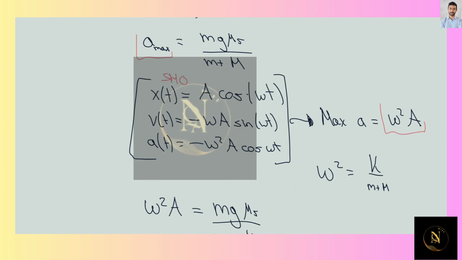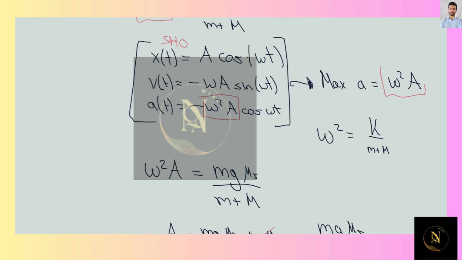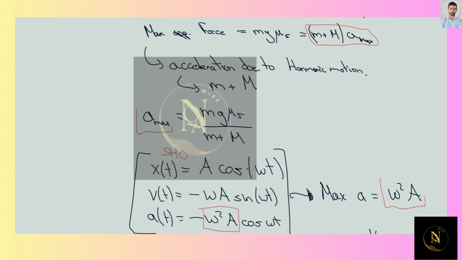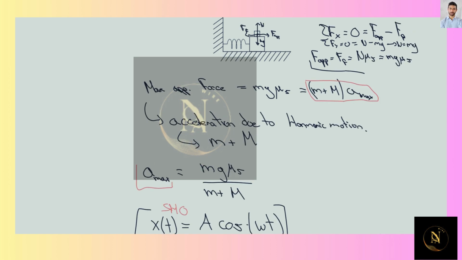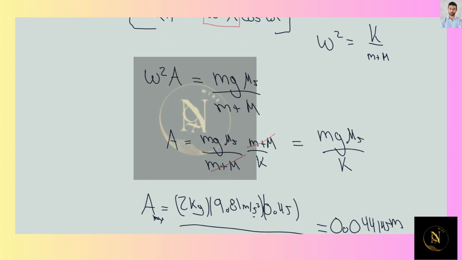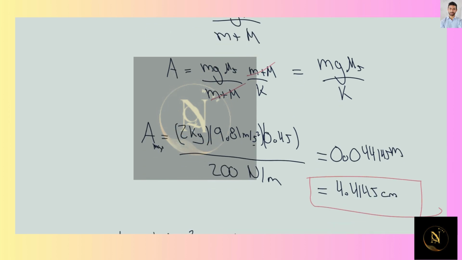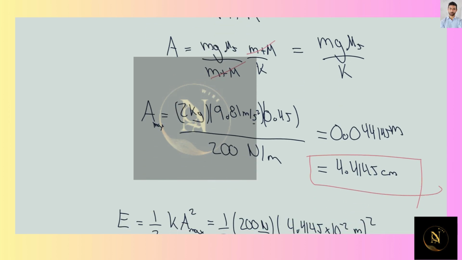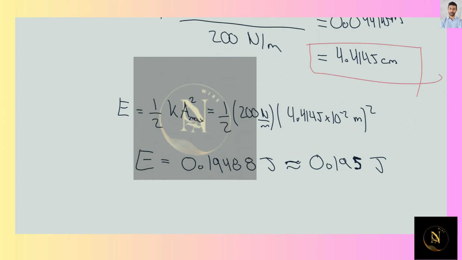The maximum acceleration from the equations of motion is given by this factor over here. Remember that the cosine function goes from -1 to 1, so the maximum value is omega squared times A. We know that omega squared is equal to k over the mass. The total mass experiencing the motion is the small one plus the big mass, m plus M. With that, we have omega squared times A. We solve for A doing this substitution, get the value for the maximum amplitude, and with that we can calculate the total energy as 1/2 k A squared, which is the maximum potential energy on the system.